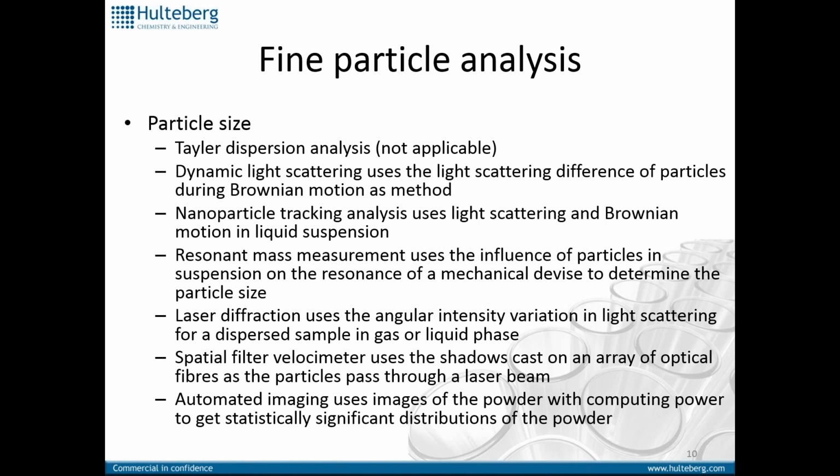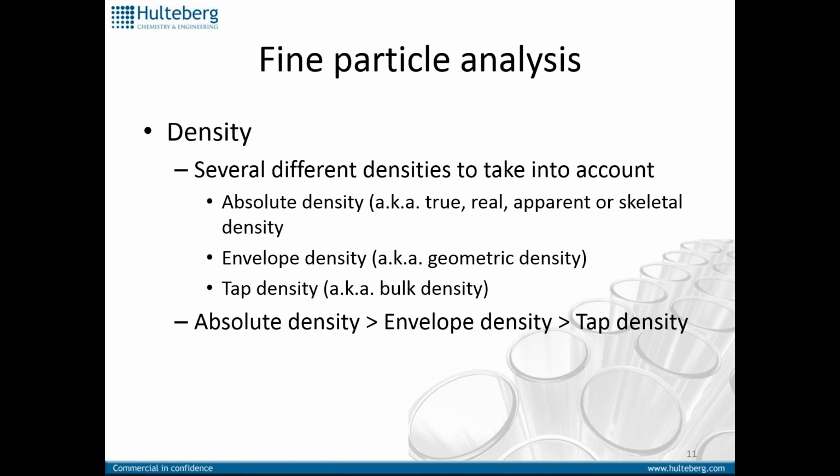distribution of the powder. And the distribution of the powder is important when it comes to the next field, which is density. Density is another thing that we measure on the macro level normally, but we may also be interested in several different densities. The density of a powder is what we refer to as the tap density. So it's the bulk density, the density it will have when we pack it in a container for shipping, for instance.